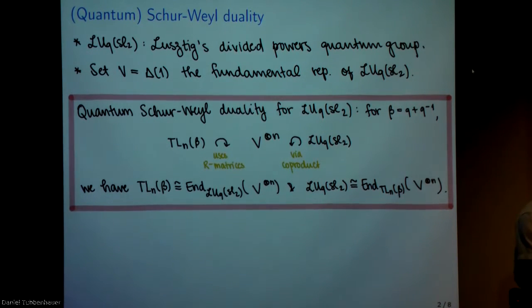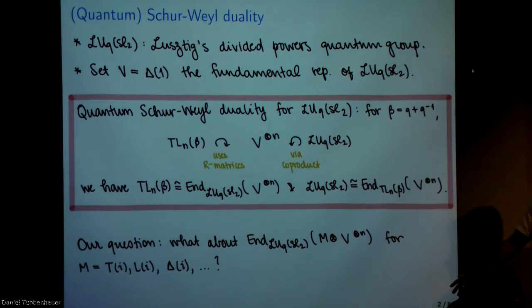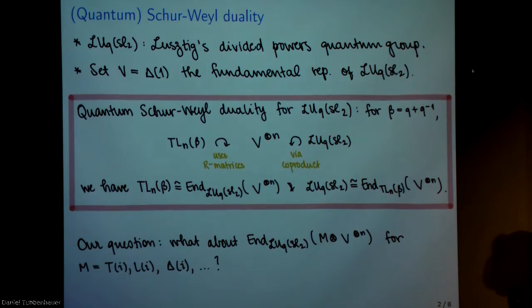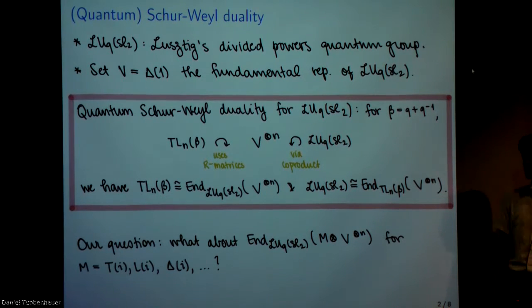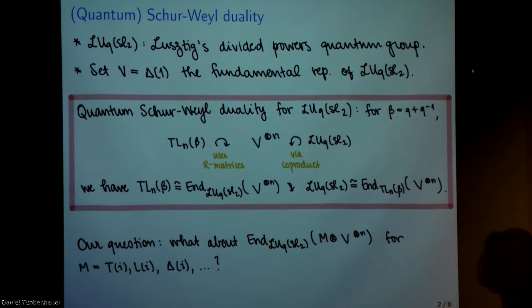So the question that will interest us is what happens when you consider other products, and in particular, if you fix V and you tensor it with itself n times, but then tensor on the left by some other module M, what can we say about this endomorphism algebra?